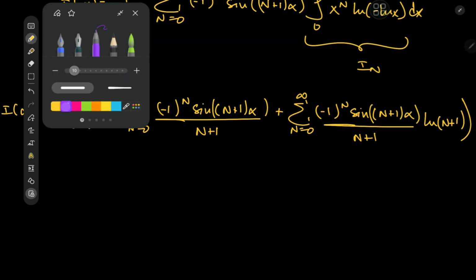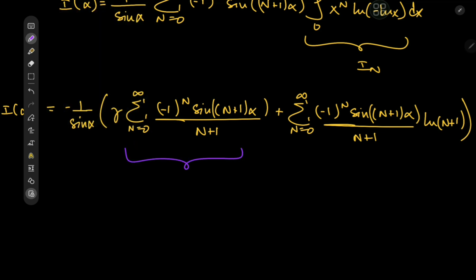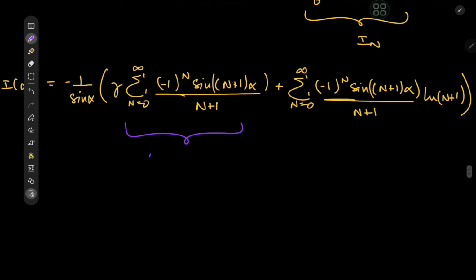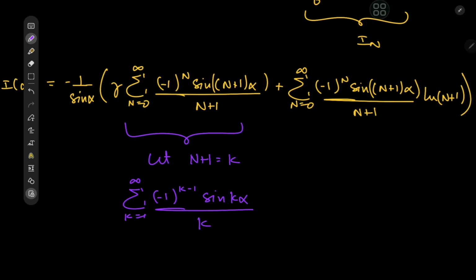The first sum over here is actually quite nice. This really is nice. I mean, this is just a Fourier series expansion that I'll make evident by performing the transformation, letting n plus 1 equal to k. So we have the sum over k from 1 to infinity of negative 1 to the k minus 1 of sine of k alpha divided by k. And this is just the Fourier series expansion for the function f of x equal to x by 2, or in our case, f of alpha equal to alpha by 2, which is pretty easy to verify.